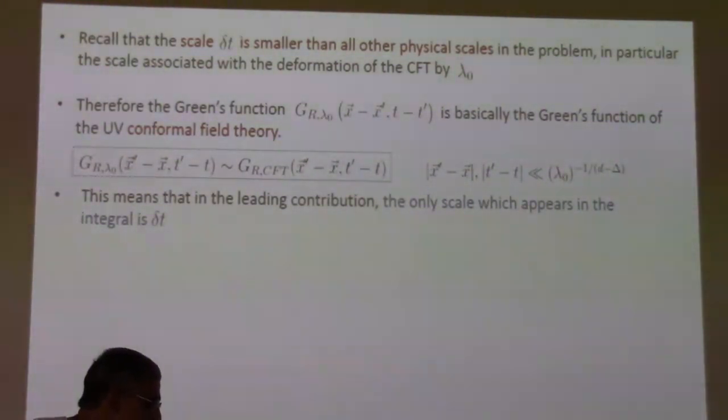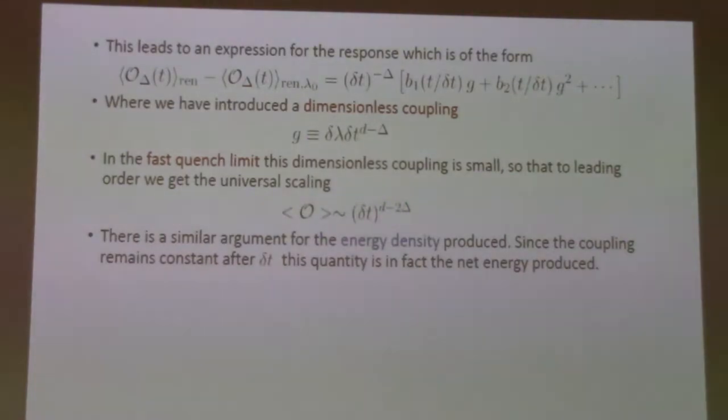What this means is that by dimensional analysis, the first term I know is proportional to delta t. In fact, you can organize this expansion in terms of a dimensionless coupling, and that dimensionless coupling is made up of the original coupling and an appropriate power of delta t. By definition, this coupling is small in the fast quench regime, so you can trust this perturbation expansion, which in general you wouldn't be able to trust because this is not a naive perturbation theory. And therefore, in the first term, you can easily see that you get that universal scaling law.